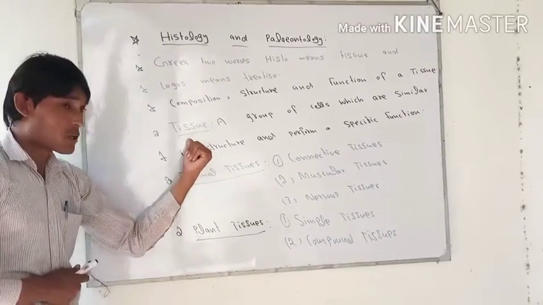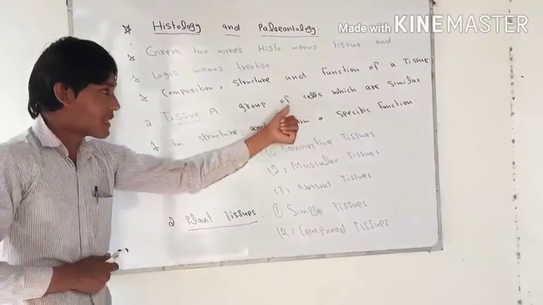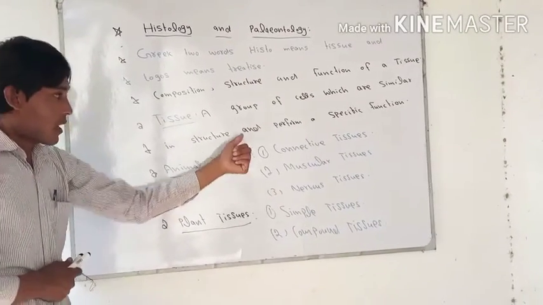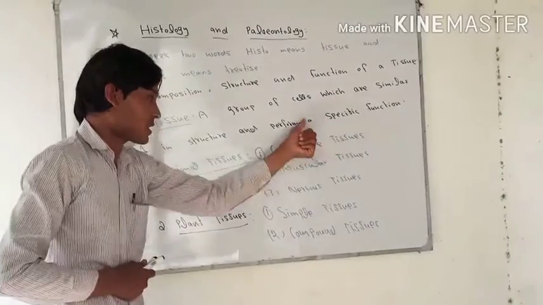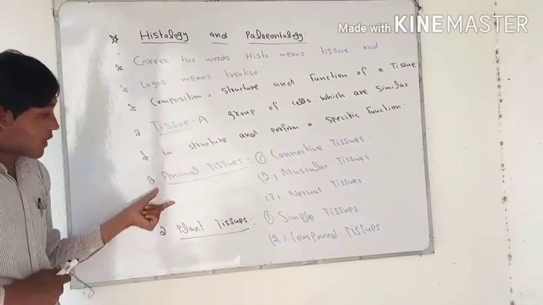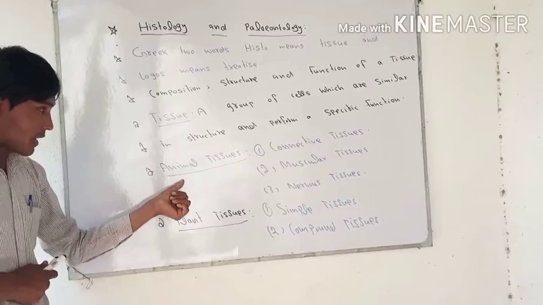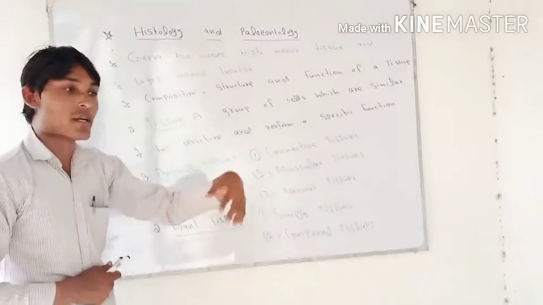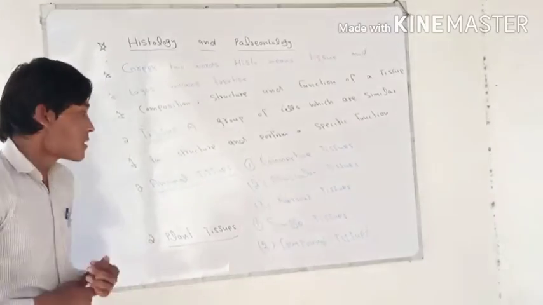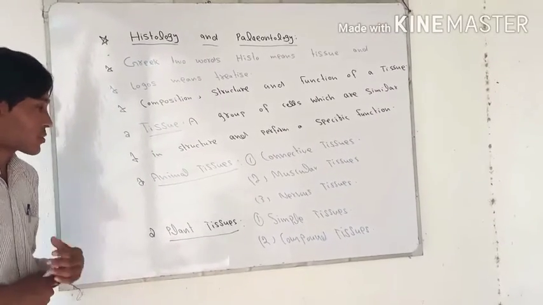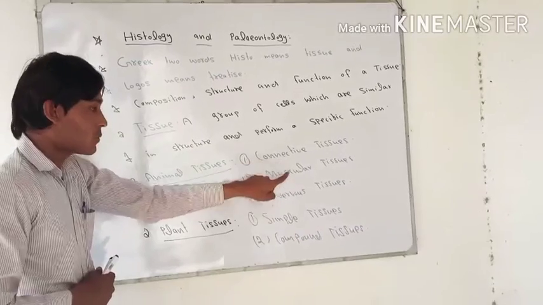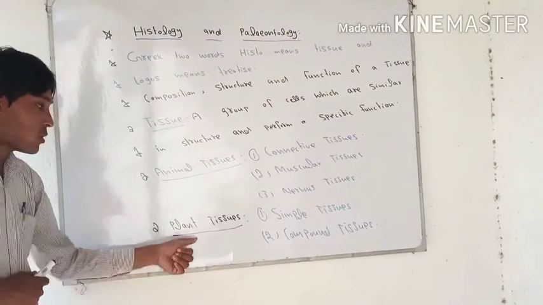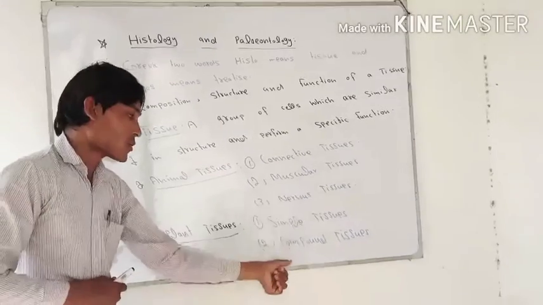Now come toward what is tissue? A group of cells which are similar in structure and perform a specific function is called tissue. Now we have two types of tissue. One is called animal tissue, and animal tissue is further divided into four main branches. We will discuss later in chapter number 4, cell cycle, cell and tissues. The first one is connective tissue, then muscular tissue, nervous tissue. And if we talk about plant tissue, we have basically simple tissue and compound tissues.